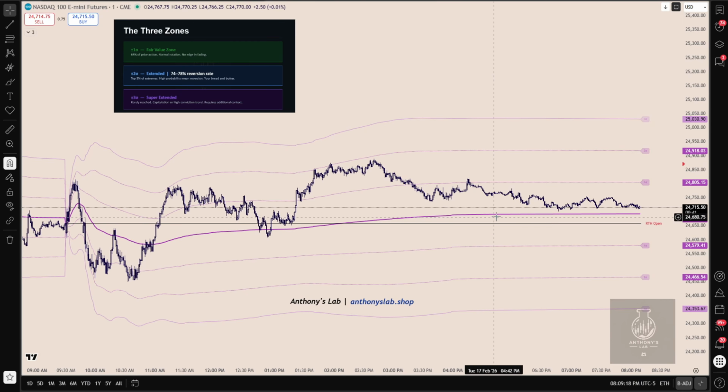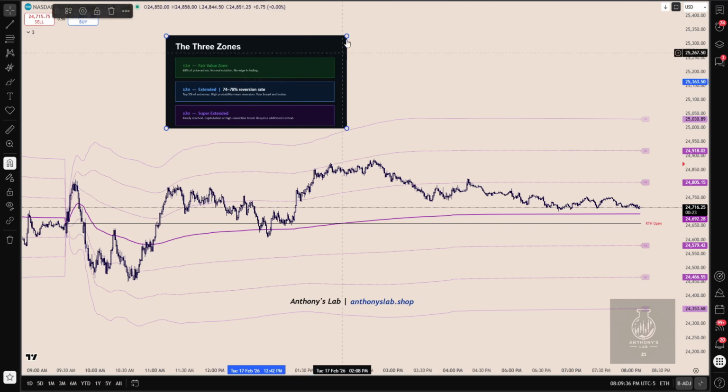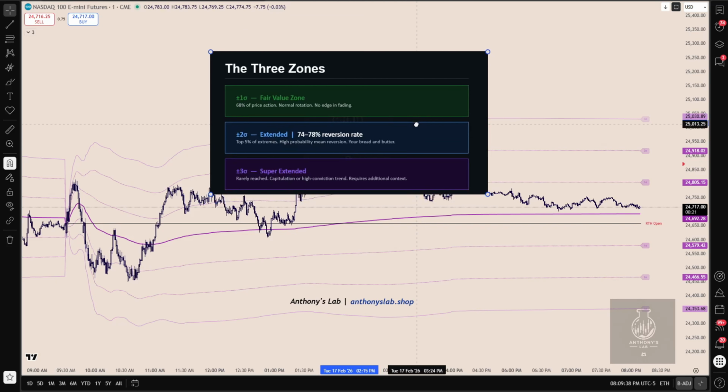As you can see on the indicator, I automatically plot out 1, 2, and 3 deviation zones. At any moment, I can look at the chart and I can see exactly how far a price is stretched from the fill line. So, we have our 3 zones.